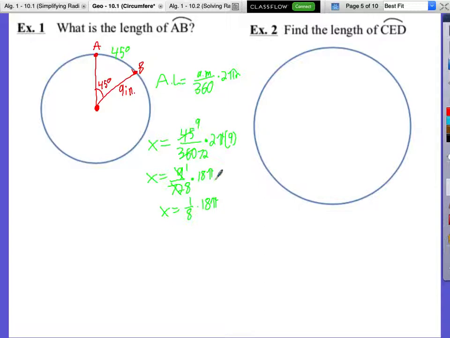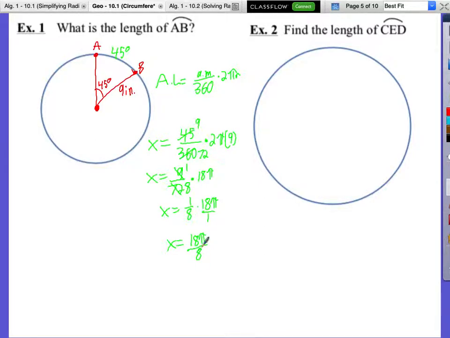Okay. So 1 over 8, that's how much of the circle we're talking about. We're talking about 1/8 of the circle. And we're saying the whole circumference of the circle will be 18 pi. So if we multiply these together, that's going to figure out our length of just A to B. So how do we multiply fractions? Go left to right. Yeah, straight across, left to right. So 1 times 18, so 18 pi over 8.